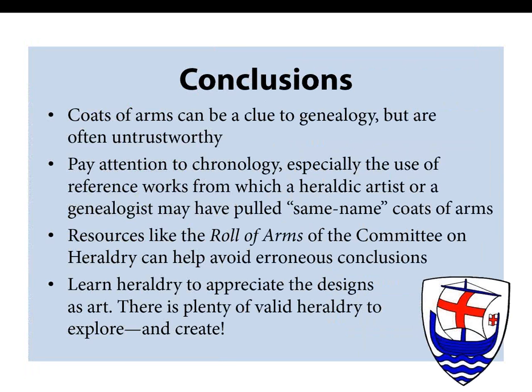So I've ended this set of illustrations with gray areas, where it's very difficult to be sure. But the main point I wanted to bring you to was to be cautious, to be skeptical perhaps, but also to follow the leads that some coats of arms may give you. So really these are the conclusions. Coats of arms can be clues genealogically, but one has to be aware of the situations in which they're likely to be untrustworthy. When you find a coat of arms, it's very important to pay attention to how old it is, because chronology may affect whether it's likely to be authentic or likely to be pulled from a same-name reference.